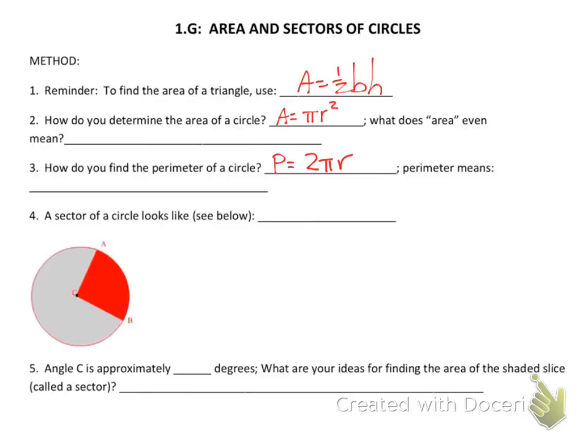Angle C, well, guys, looking at part five there, what do you think angle C is about? How many degrees? Turn your head a little bit sideways. What do you think it looks like? It looks about 90 degrees, right? What are your ideas then for finding the area of that shaded slice called a sector? What would be some of your ideas of figuring out the area of that red part of the circle?